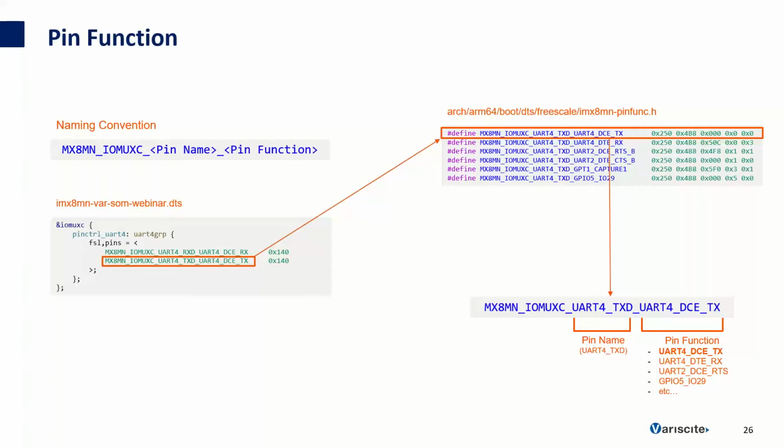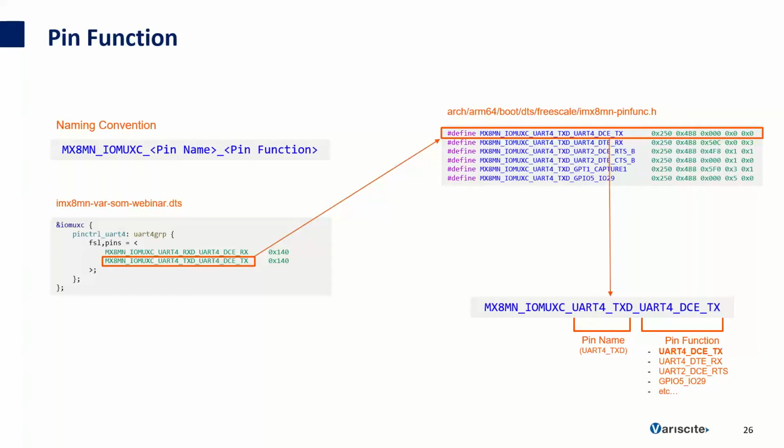So to set up the pin function, NXP provides a header file with macros for all pins and their supported pin functions. The macros follow a naming convention that quickly tells you the pin name and the pin function. So by following the naming convention, it is simple to search the header file for a pin to find its functions. In this example here, we're configuring pin UART4TXD for function UART4DCETX. Alternatively, we could reconfigure this pin for another function such as UART2RTS or GPIO5IO29, for example.